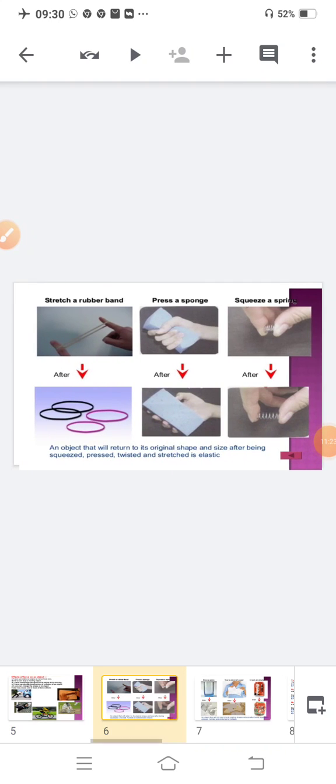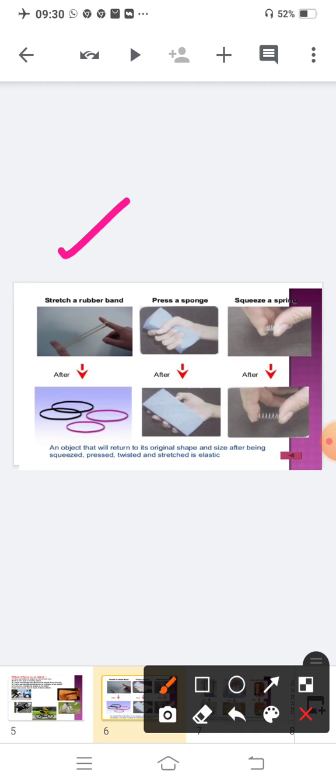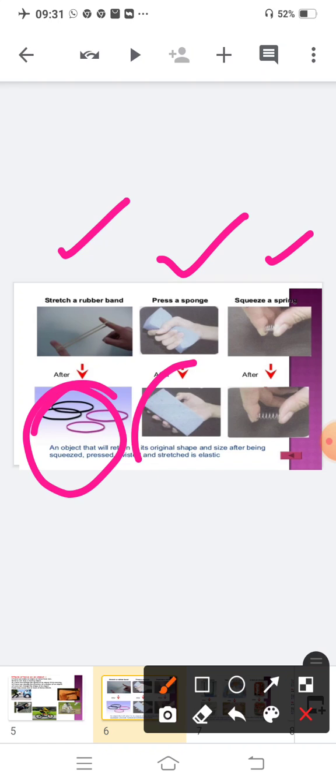So these are some more examples in which you can see the changes after you apply force. See, when you stretch a rubber band, the shape of the rubber band changes. When you press a sponge, the shape is changed. Squeeze a spring, and after releasing the force, it will regain its original shape.